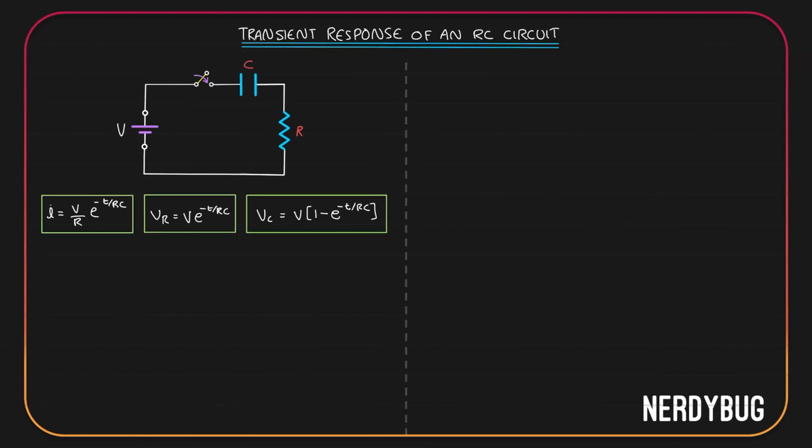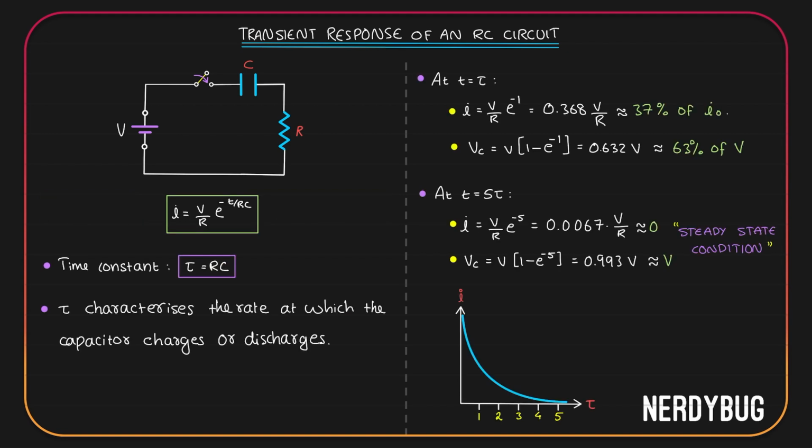We got three equations. I is V by R e raised to minus t by RC. VR is V e raised to minus t by RC. Vc is V multiplied by 1 minus e raised to minus t by RC. I can see one thing in common in all of these equations. It is RC. RC is called the time constant. It is denoted by tau. So tau is equal to RC.